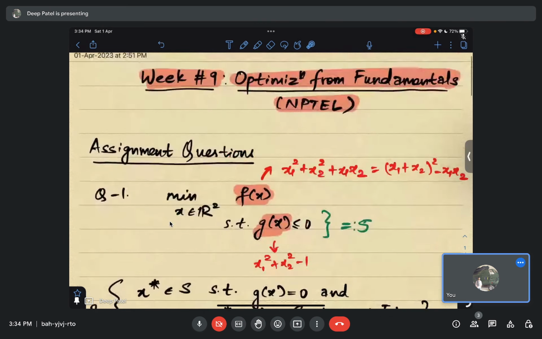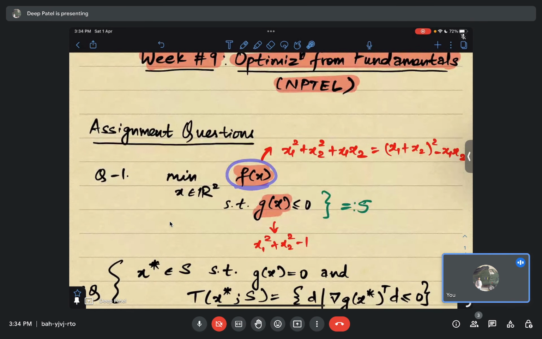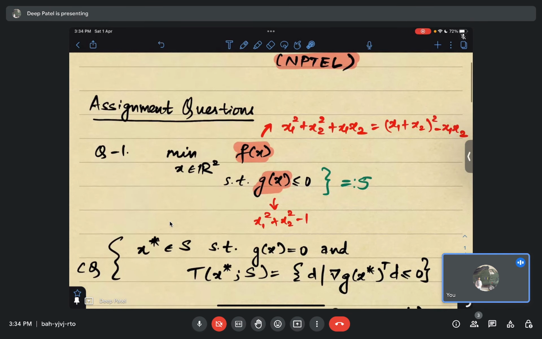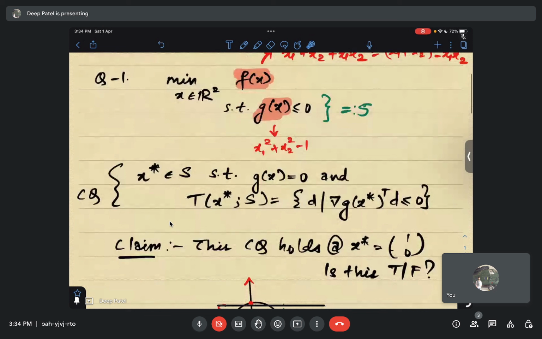So the objective function, the exact objective function, is not important right now. But we are focusing on the constraint, right? The constraint is basically this disk of radius 1. And what we are given is, for this feasible region, we want to look at what is the tangent cone at some point x star.